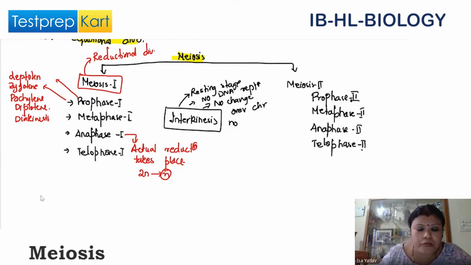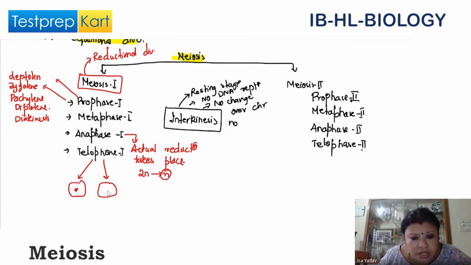Okay. At the end of telophase 1, we will get 2 cells. And both these cells are haploid, having half the number of chromosomes.